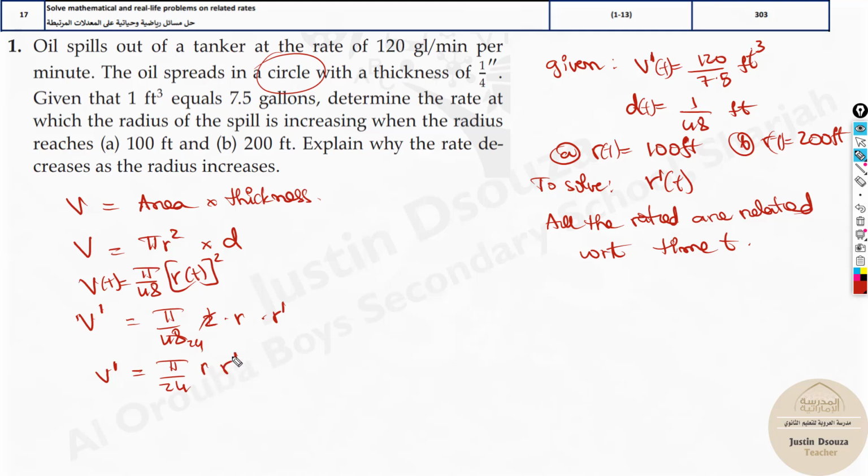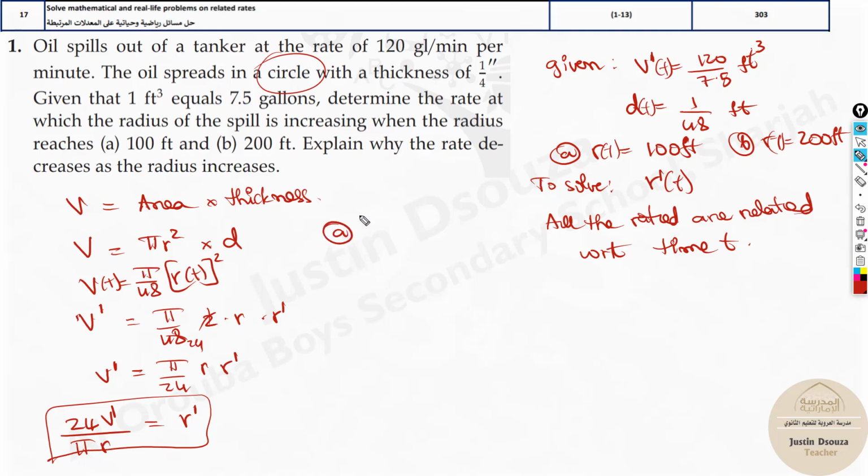Now what do we need to solve for? We need to solve for the rate of change of radius, r dash. Let's leave r dash here and take everything else to the other side. It will be 24 times V dash by pi r. This is the rate of radius. Now we just have to substitute the given values.